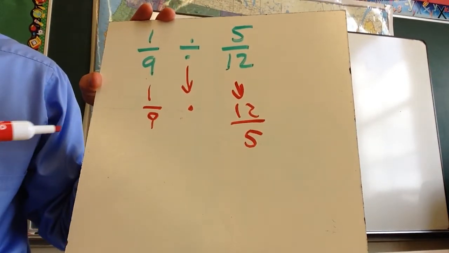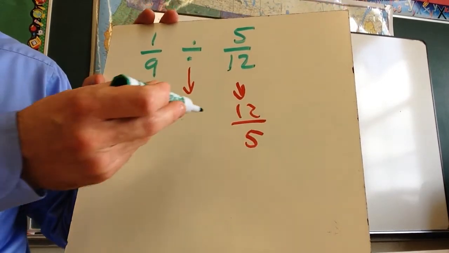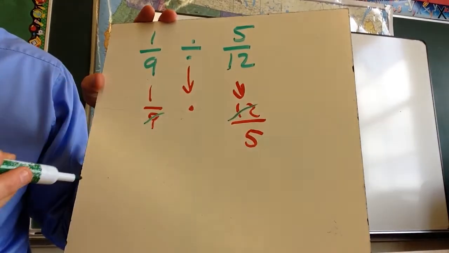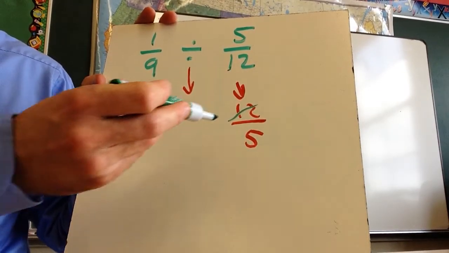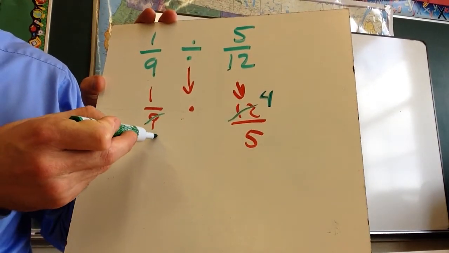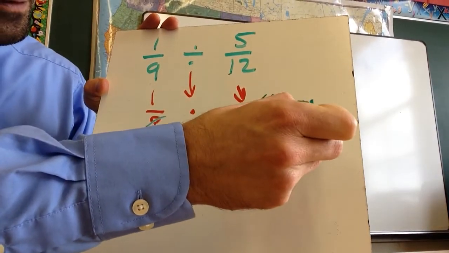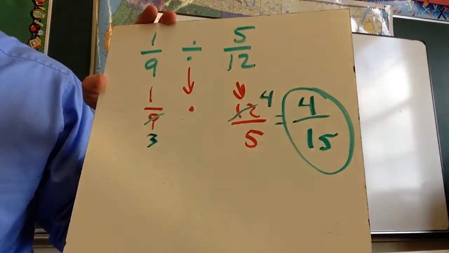Now, one way would be to multiply across. Ideally, we're starting to become a little bit more comfortable with this idea of cross-canceling. I can see that these two have something in common. They have a 3 in common. So I can divide this by 3 and divide this by 3, and I end up with 4 over 15. That would be my final answer.